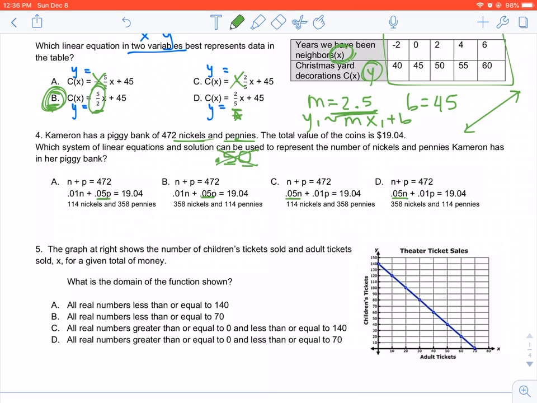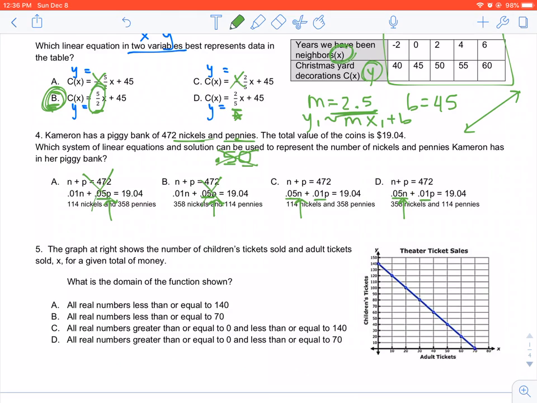And now if you look next to 0.05, this one has a P on there. So does this one, and then we have Ns. So we can possibly eliminate just based on that. A nickel is 5 cents. So we can eliminate just based on knowing that a nickel is 5 cents, choices A and B. It says that 0.01 is going to be a penny, and that is correct.